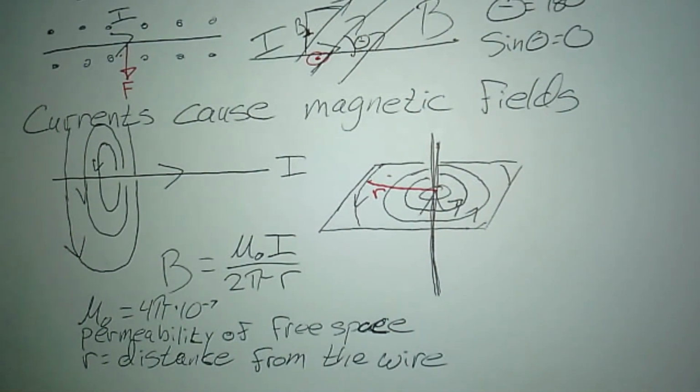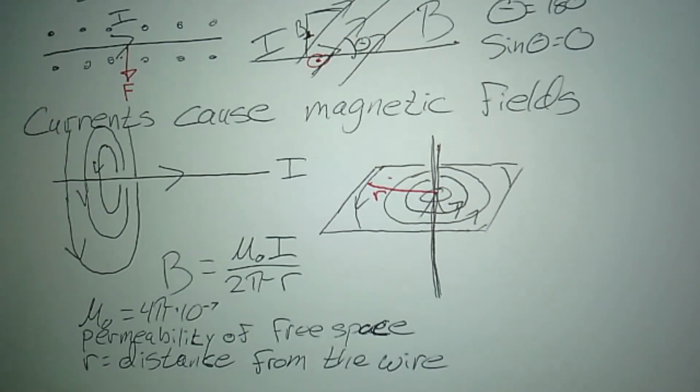Okay, so that's the basics on magnetic fields from wires. We'll do another video shortly where we talk about how to apply it in other ways, but this is the basic concepts. All right, I'll see you guys next time.